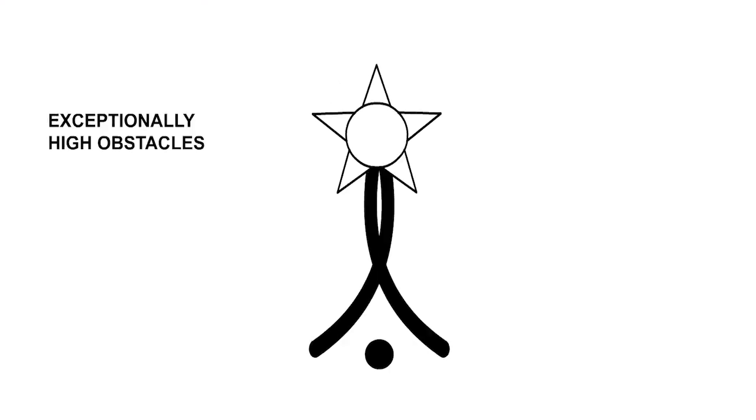Exceptionally high obstacles have a different symbol. An exceptionally high obstacle is defined as one with a height of 1,000 feet or more above ground level. They will normally be lit.